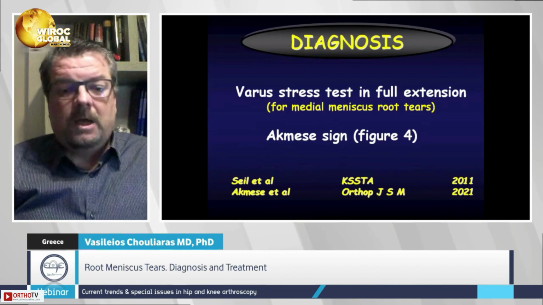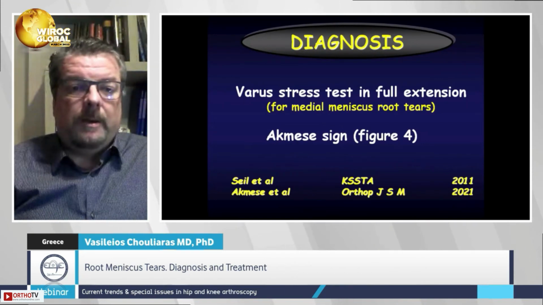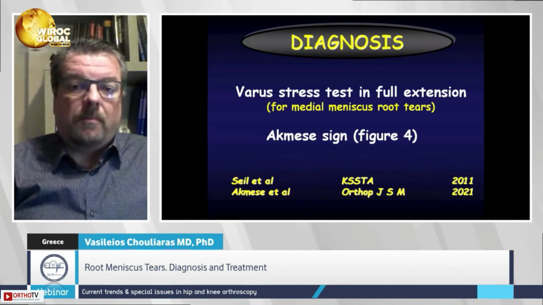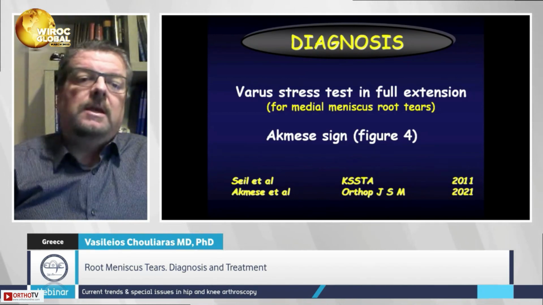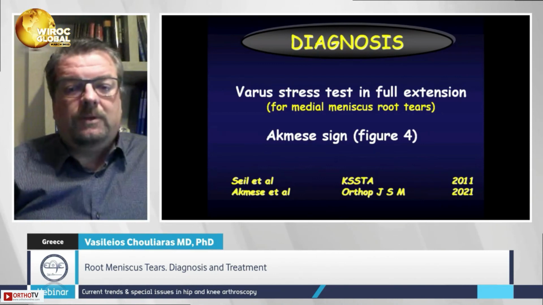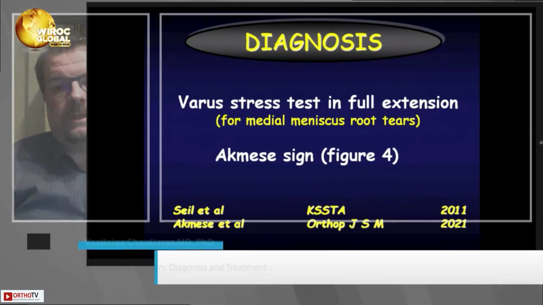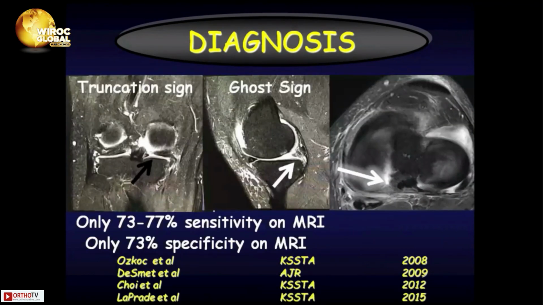But there are two signs. One was described by Roman Sale 10 years ago: they applied varus stress in full extension and felt a popping from the extrusion of the meniscus. A similar test is from Turkey, from Akmes, in the figure 4 position, where they move the knee from flexion to extension and find tenderness. That means we have a root meniscus tear. But the diagnosis is confirmed by arthroscopy, of course, and by MRI.